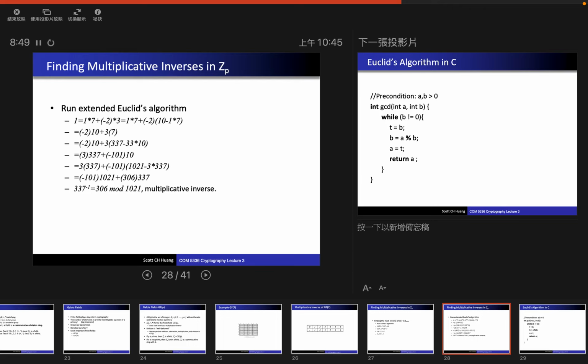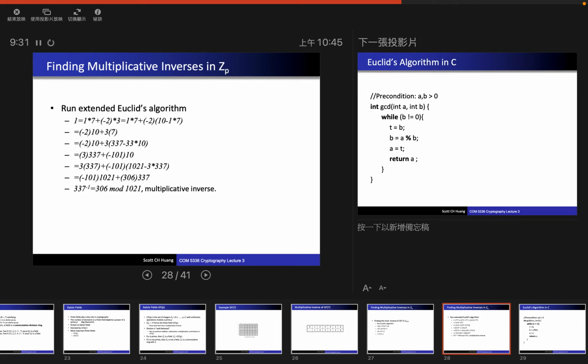So finally, we get 306 times 337 is congruent to 1 mod 1021. This is what we get. This is exactly the definition of multiplicative inverse. So this tells us these two numbers are multiplicative inverse of each other. Okay? That's the way we find multiplicative inverse.